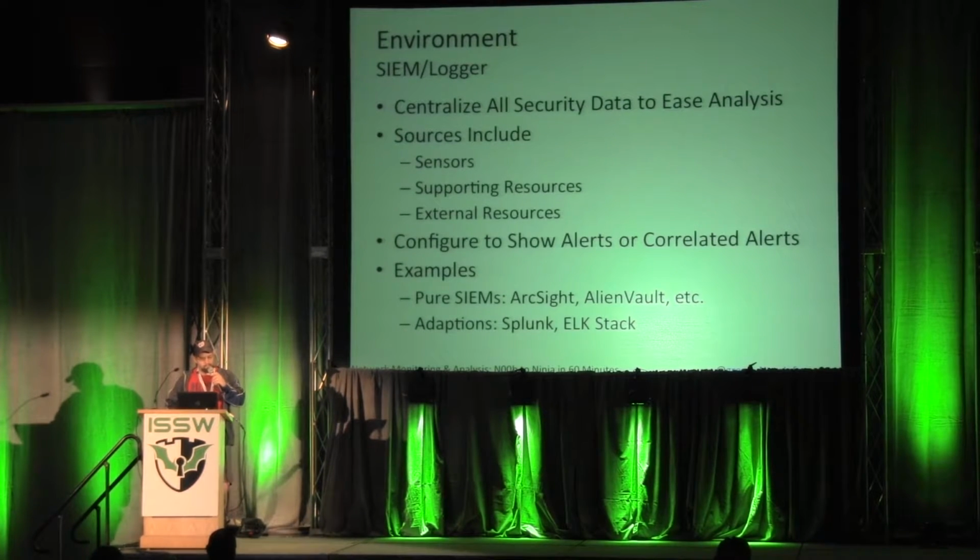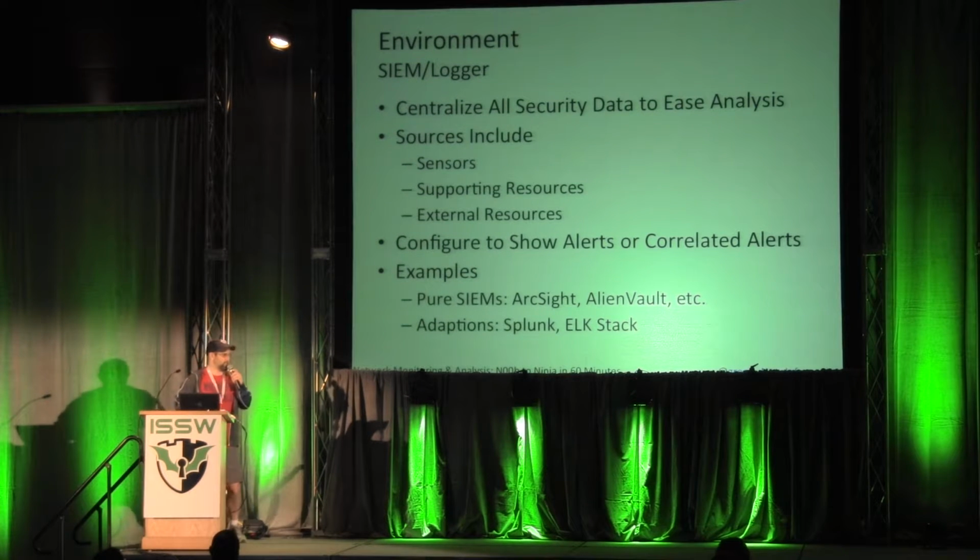And then next is having a SIEM or some sort of logger. So basically taking all this data that you have so far and trying to centralize it into one place: data from your sensors, data from your supporting resources, and if you can, data from external resources too. Then configure those to show your alerts. Ideally, if you have a true SIEM, you use data from multiple places and correlate them off each other. By that, I mean using two indicators or two data points together, which would have a higher probability of being a true positive.